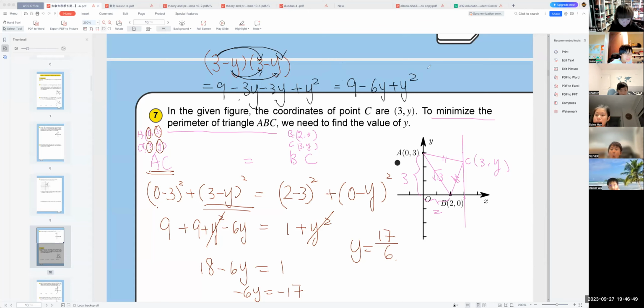My mistake was I did 2 minus 0 plus 3 minus y instead. Elaine, can you say it again? I made a mistake by doing 2 minus 0 squared. Uh-huh. Oh, okay. So it didn't make sense, I even got 18 equals 13. Okay, so Elaine, I even helped you.